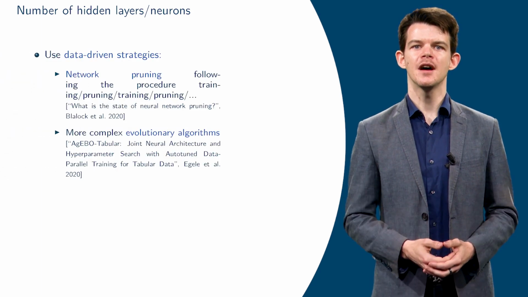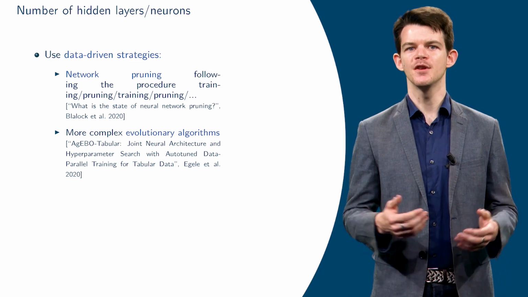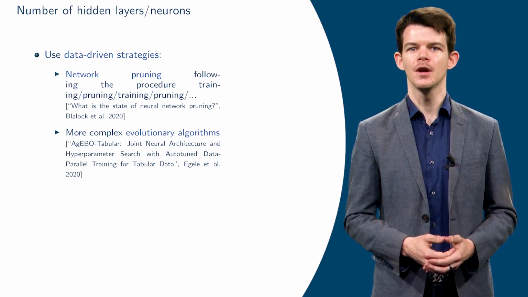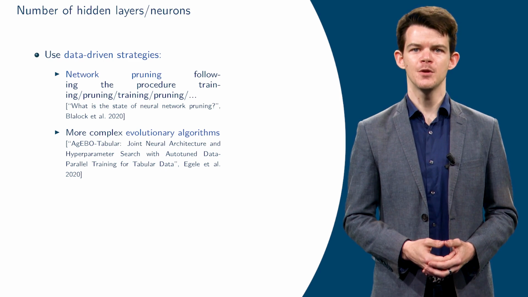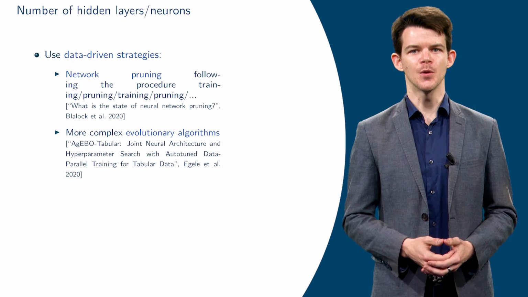More involved strategies are data-driven. They are based on iteratively training and pruning, i.e. removing some neurons or layers in the network, or on more complex evolutionary strategies in which, at each step, you may add or remove some neurons or layers.